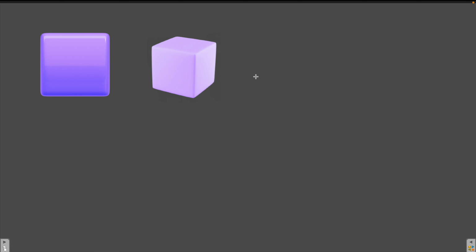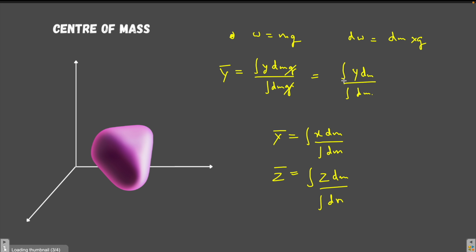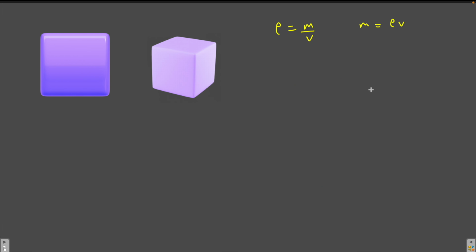Now let's consider some more uniform body, like this cube shown here. Now we know that density is equal to mass by volume, or we can say mass is equal to density into volume. Now if we want to replace the mass dm, can we replace it by rho into dv, considering that the entire body has the same density? What we will do in the expression is replace dm with rho dv. It means the body has a uniform density.